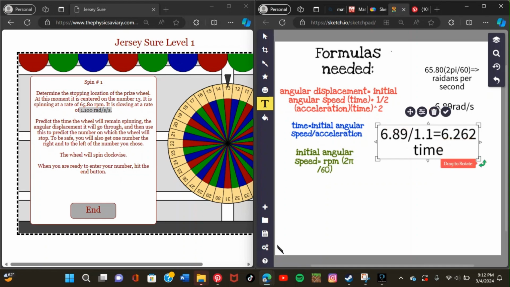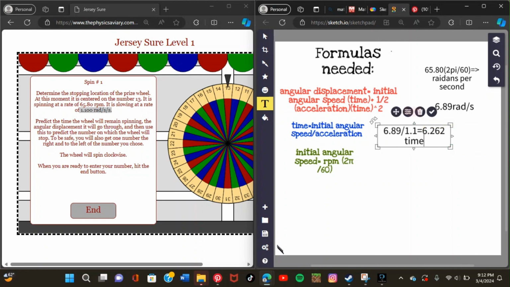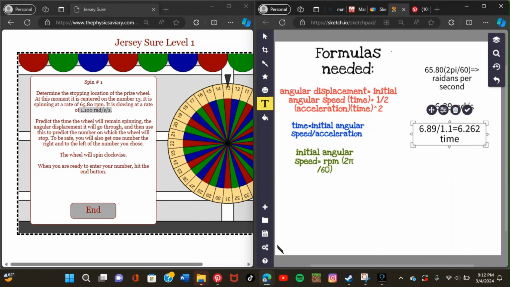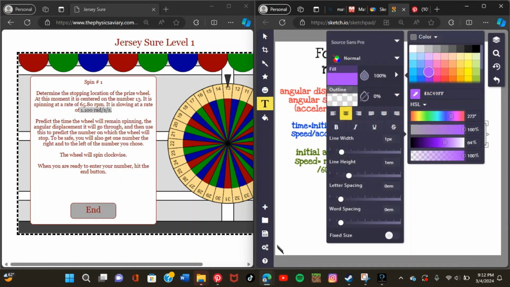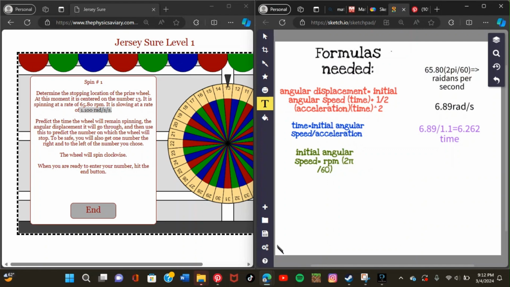And I'll color code these later on so you don't get confused. This is the time. So now that we have time and radians per second, here, let me change the color right now actually. There you go. Now that we have time and radians per second, what we need to do now is plug these into the angular displacement formula.